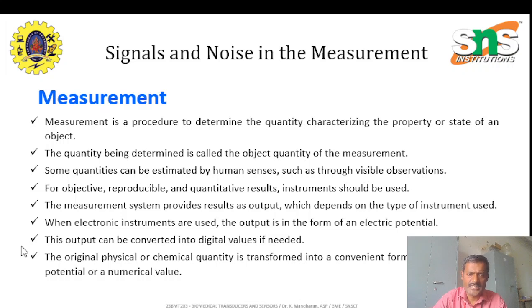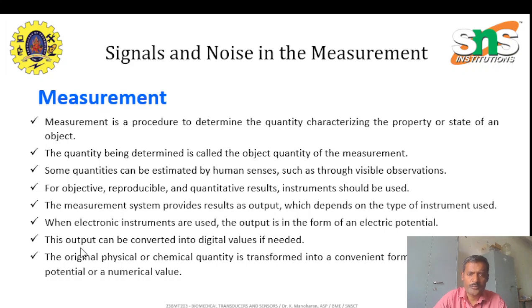Some quantities can be estimated by human senses, such as through visible observation. From observation itself we can say how much quantity is available, but only some quantities are possible this way. Again, for objective, reproducible and quantitative results, an instrument should be used. Measuring instruments will be used to determine those particular quantities. If we are measuring a voltage, we can use a voltmeter. Similarly, to measure a current, we can use an ammeter. Voltmeter, ammeter, wattmeter, we have so many instruments. Depending upon our application, we can use that particular instrument.